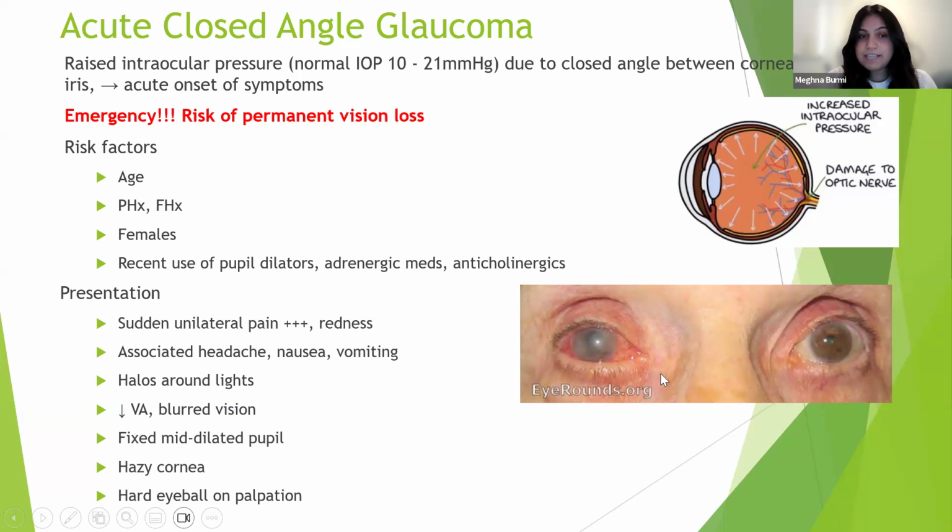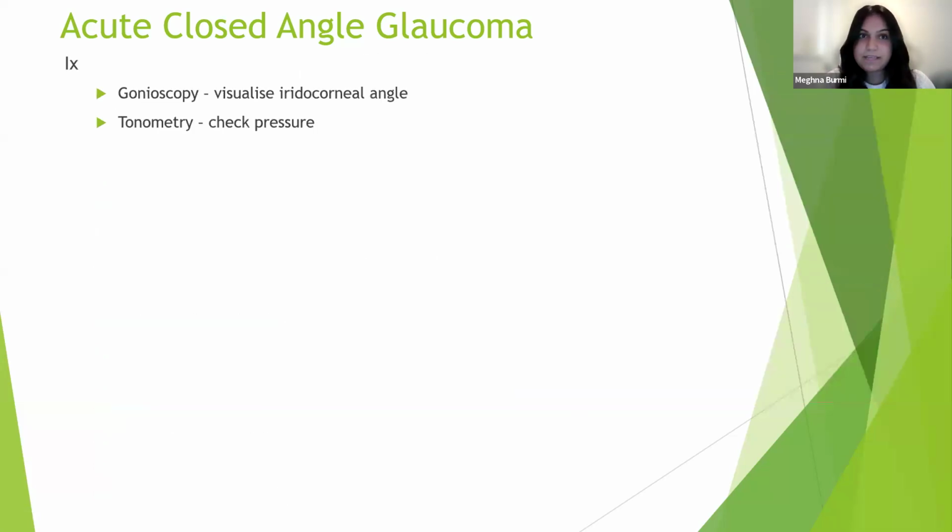And you'll see this patient has a fixed mid-dilated pupil. So if we compare from this side to this side, their left pupil is a lot more constricted than their right pupil here. And that will be fixed, so it won't change based on how much light we're shining, right? And you can see the cornea looks hazy. And if we felt this patient's eyeball at the moment, it might be a bit hard on palpation, because we've got extra pressure building up in there.